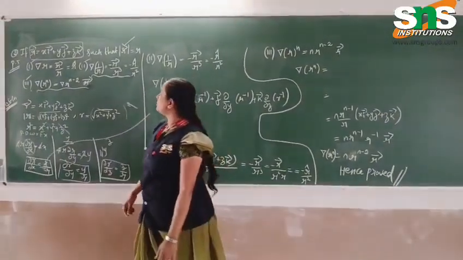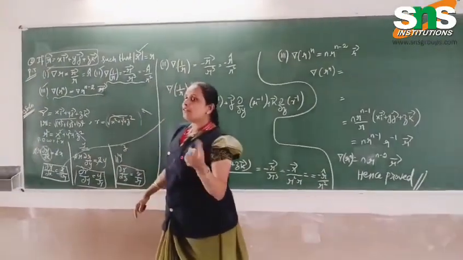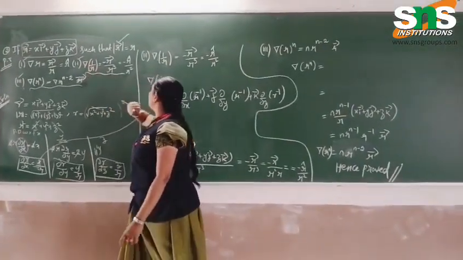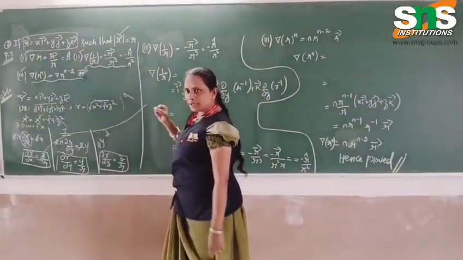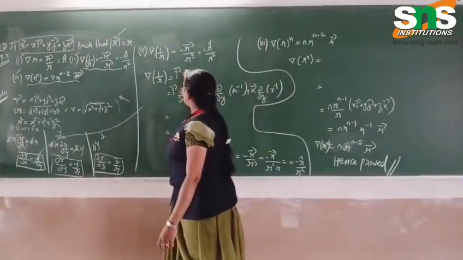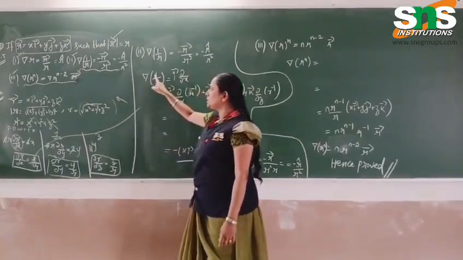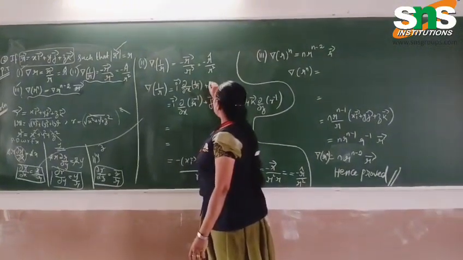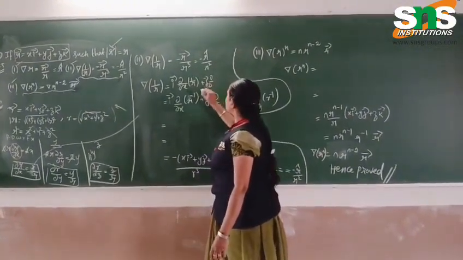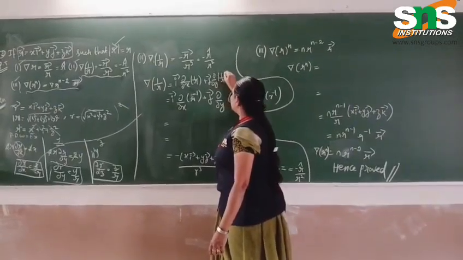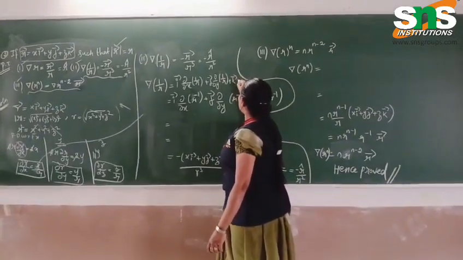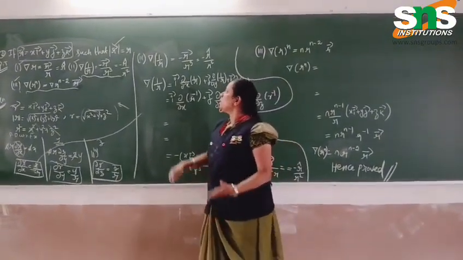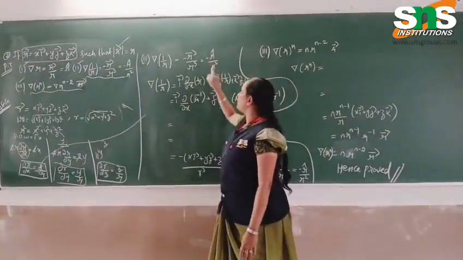In the second subdivision, instead of phi in the gradient, the value is 1 by r. So we have to write the formula. What is the gradient formula? I vector dou by dou x of 1 by r, then j vector dou by dou y of 1 by r, then k vector dou by dou z of 1 by r. Then we have to solve. It is minus r cap divided by r square.